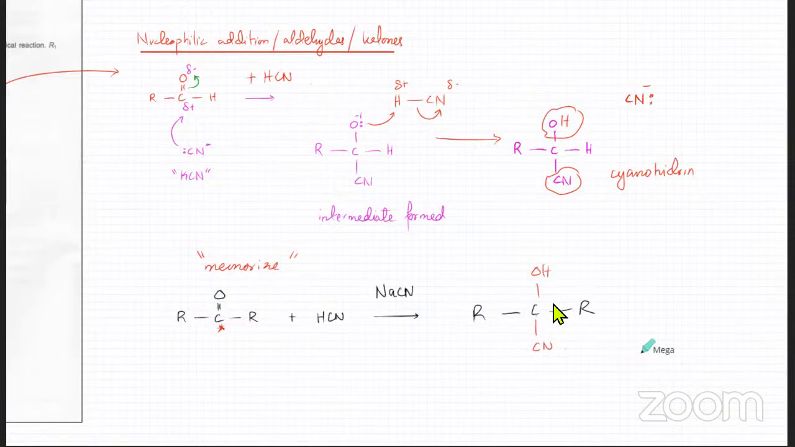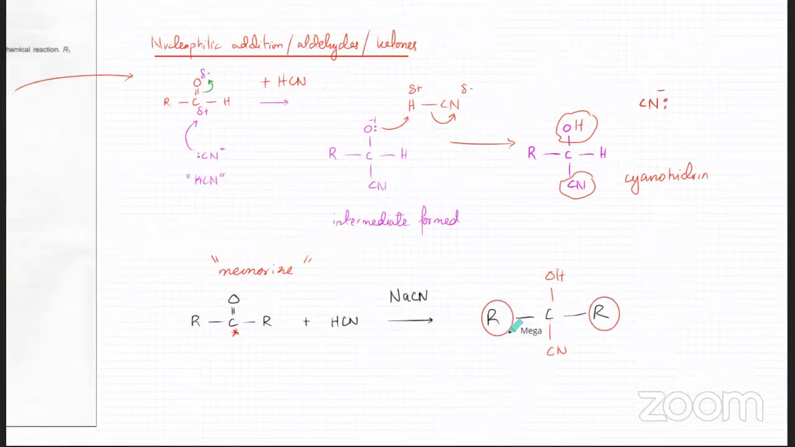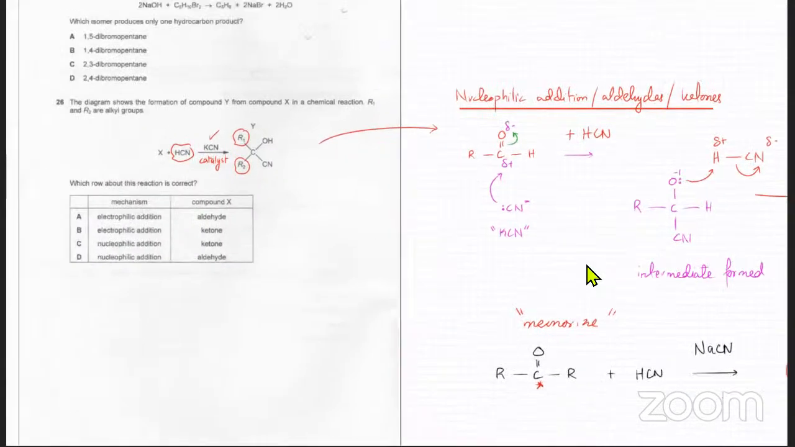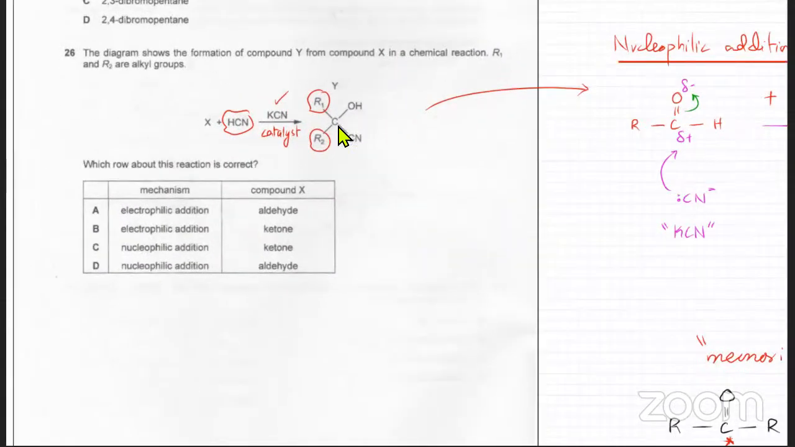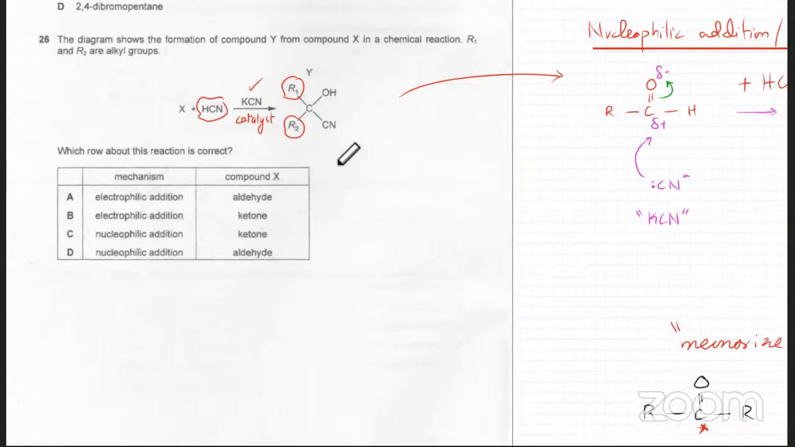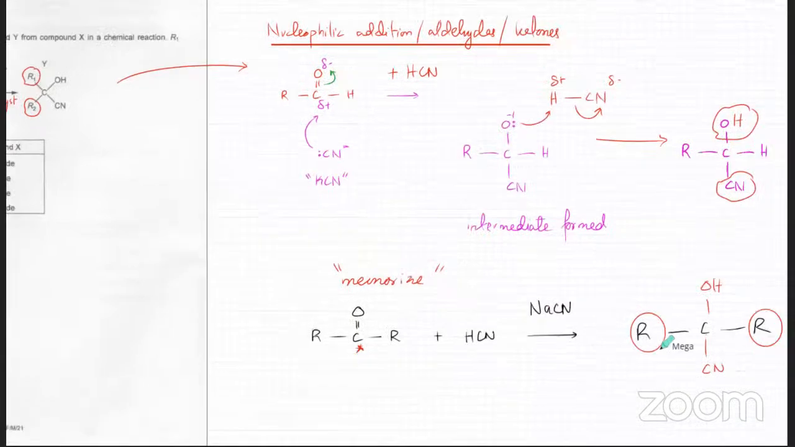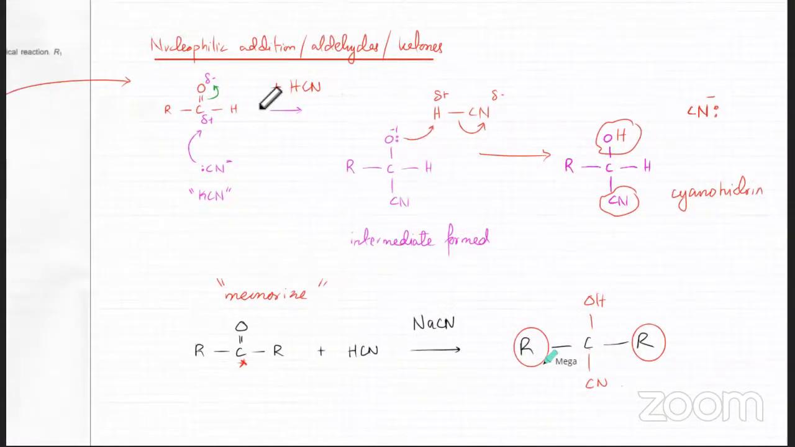So if you look at your question, it is exactly the same. If we go back and have a look at the question, you'll notice that there's a carbon with an OH and a CN, and there are two R groups, carbon chains, attached to it. So now I did the reaction twice. I did it with an aldehyde. Now, if you do it with an aldehyde, you get the same thing.